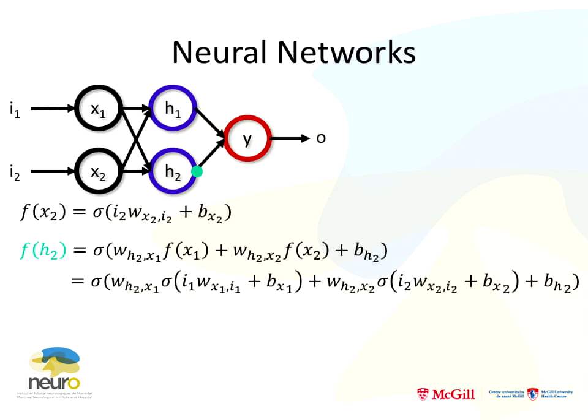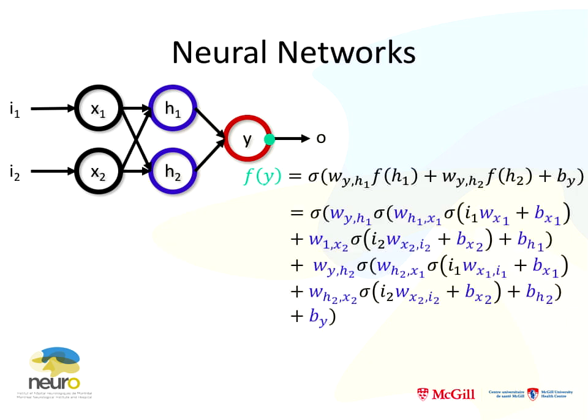And we can expand this, and if we go all the way to the output, it's just the same thing over and over again. And so this is a lot of parameters in this little neural network, but the math is actually quite simple. And we end up with 17 parameters to learn. And this is the function that this little neural network is computing when you put data in.